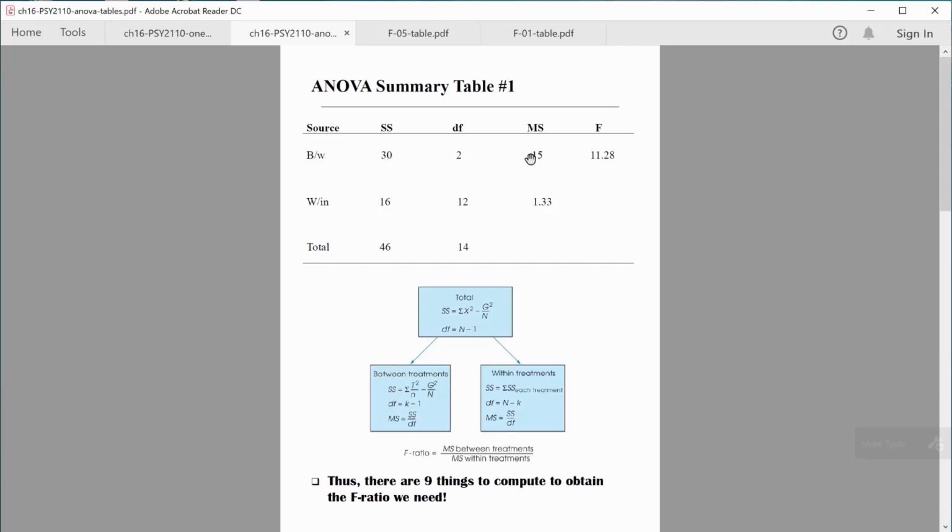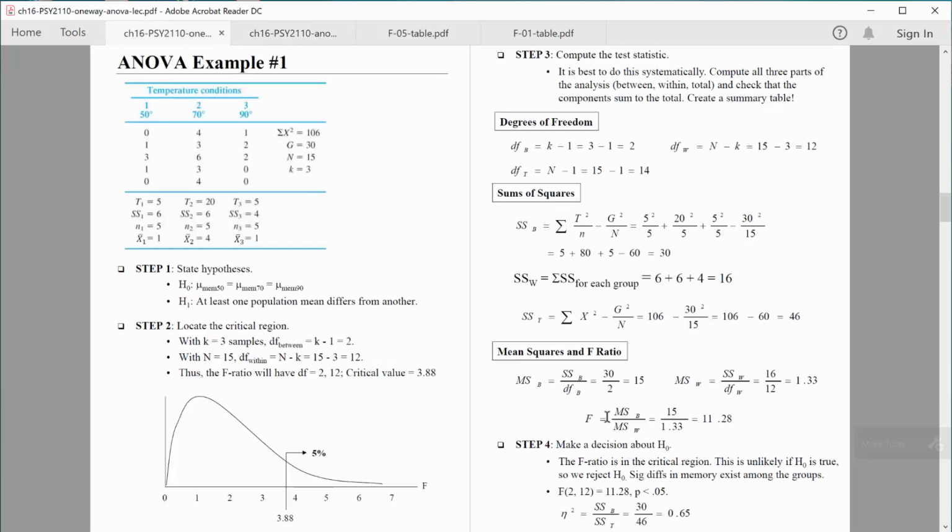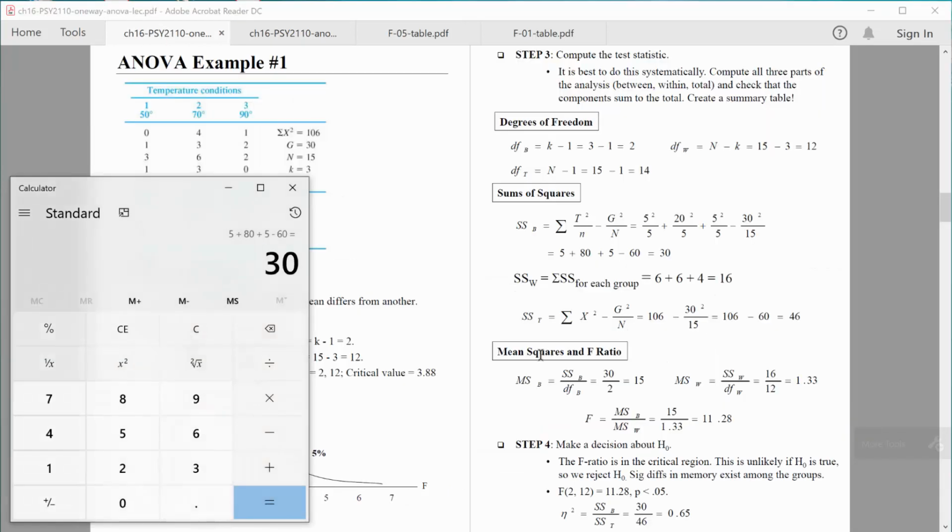Well, now we have the two variance values that we need to compare essentially in a ratio to compute F. F is just the ratio of between group variation over within group variation. So let's just take a look. When we compute F, we have mean square between over mean square within. So we're left with 15 divided by 1.33, which equals about 11.28.